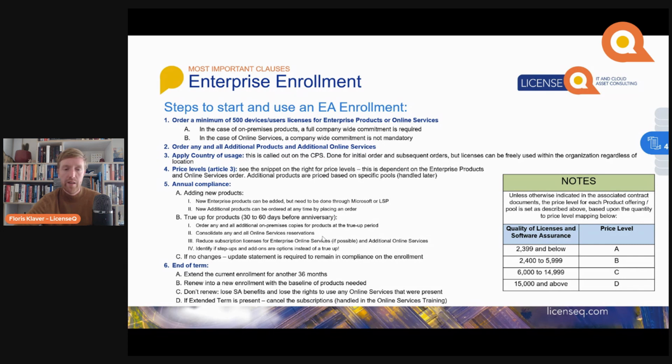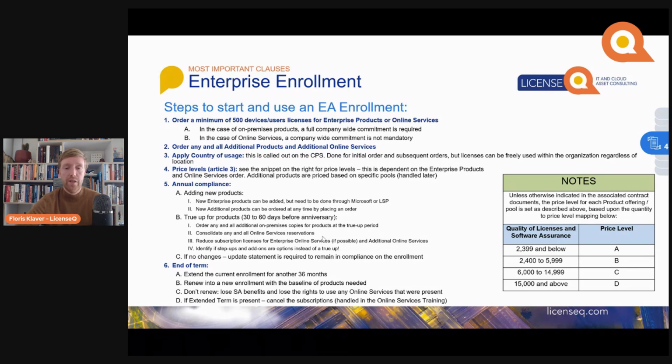This again means that if you are stepping into an enterprise enrollment, you need to license all devices and/or users in your organization. In the case of an enterprise online service, a company-wide commitment is not mandatory if you're solely licensing enterprise online services. So if you're interested in Microsoft 365 E3, for instance, you can license this for a minimum of 500 users, even if your company is 5,000 users. The reason for this, I don't know, but it's possible.